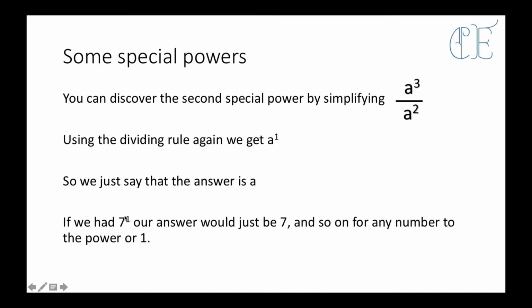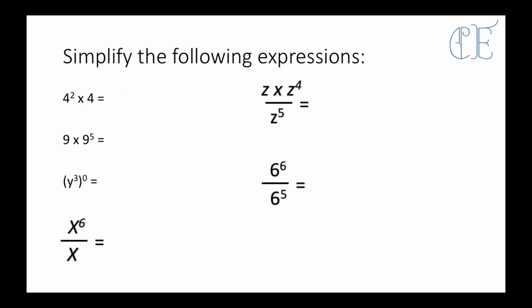So if we had 7 to the power of 1, our answer would just be 7. Anything to the power of 1 is just that number. You don't have to change anything, you just get rid of the 1. If the answer becomes 8 to the power of 1, just write 8. If the answer becomes 22 to the power of 1, just write 22. All right, nice and easy.